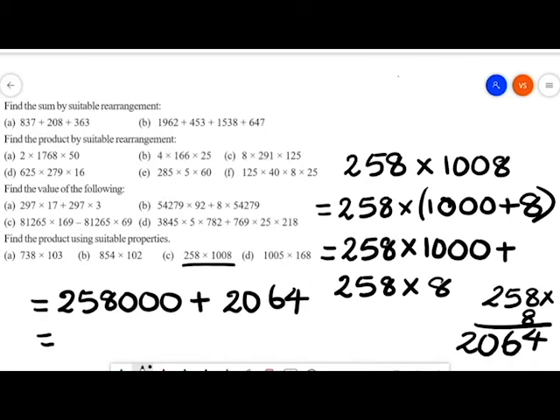The final answer is 460,062. So this is how we find the products in an easier way. The only thing is, we have to split the number using the distributive property. The remaining questions I request all of you to practice and see whether you are able to do it.